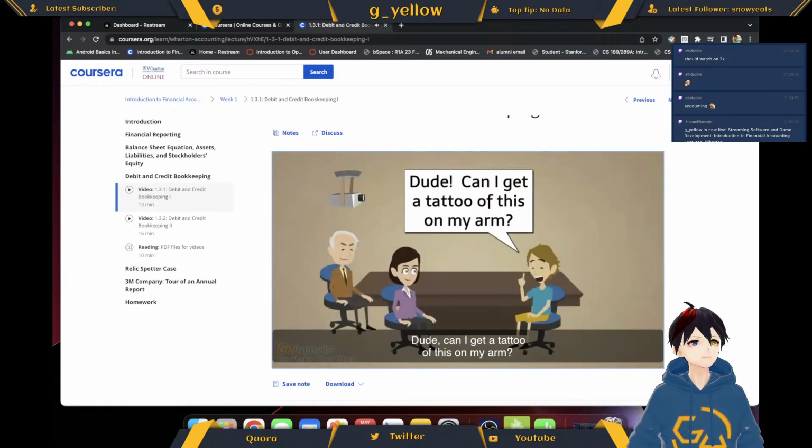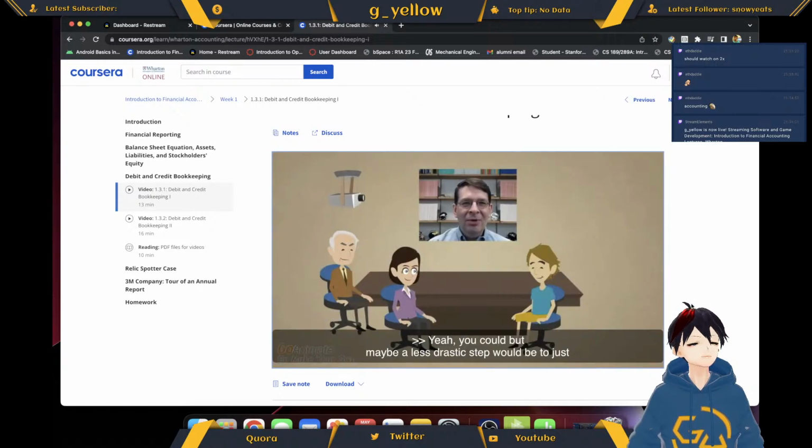Dude, can I get a tattoo of this on my arm? Yeah, you could, but maybe a less drastic step would be to just print out the slide or maybe write it on your hand with an ink pen. But I do think it is a good idea to keep a cheat sheet handy to help remind you which accounts are debit balance accounts and which accounts are credit balance accounts until you have it memorized.